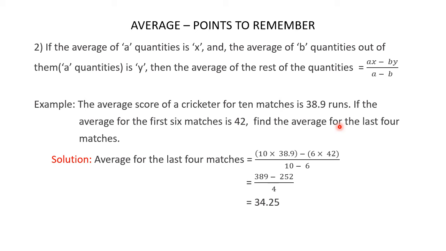So here we have to use the formula ax minus by divided by a minus b. Here a is 10 matches, a is 10, x is the average 38.9, b is 6 matches, b is 6, and y is 42. Substitute these values in the formula. So you'll get average for the last 4 matches is equal to 10 multiplied by 38.9 minus 6 multiplied by 42 divided by 10 minus 6. 10 multiplied by 38.9 is 389. 6 multiplied by 42 is 252. 10 minus 6 is 4. So 389 minus 252 divided by 4 is 34.25. So the average for the last 4 matches is 34.25.